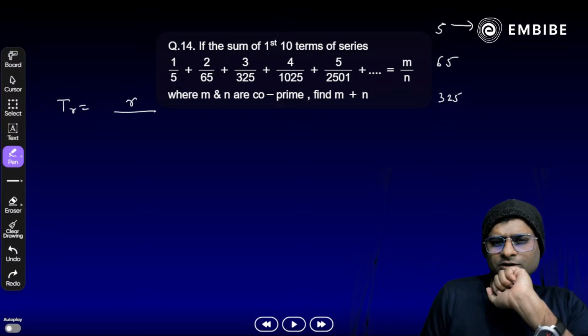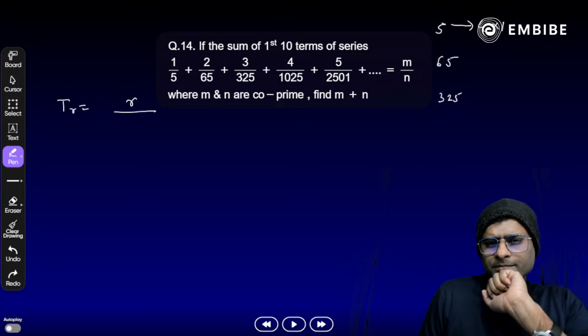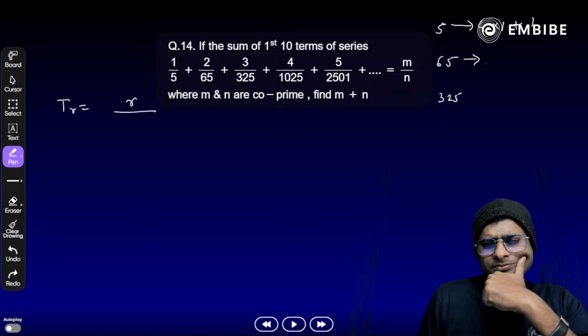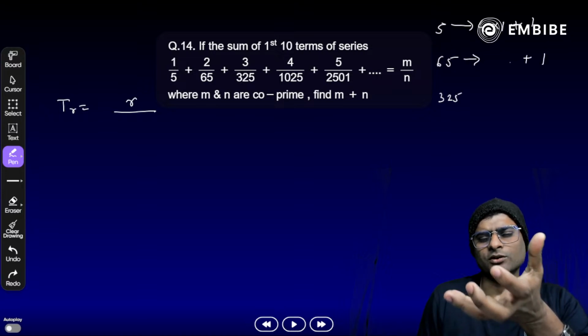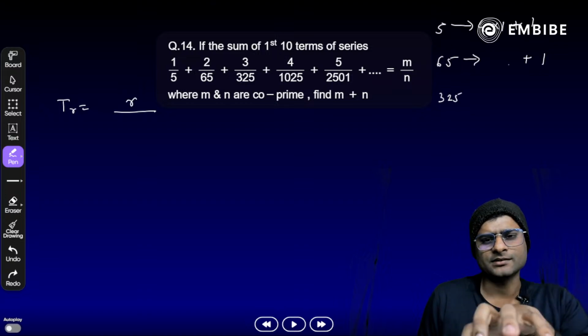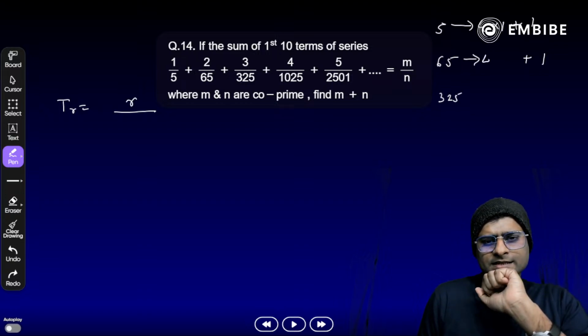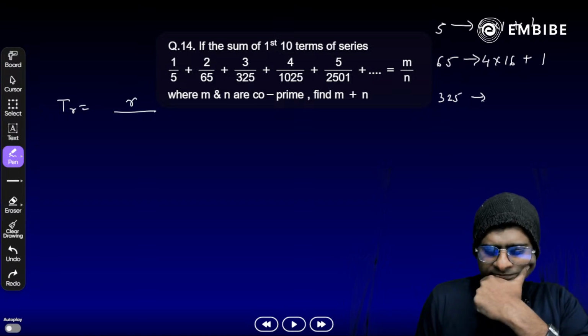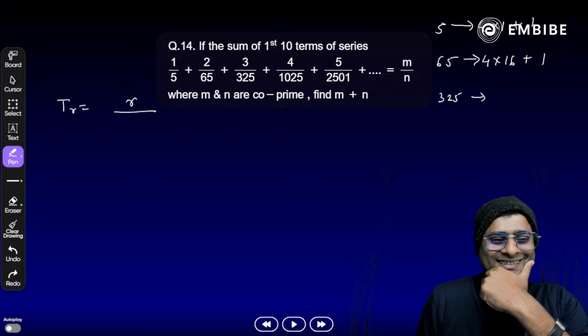5 can be written like what? 4 into 1 plus 1 like that. And 65 को भी आप कुछ इस तरह से ब्रेक कर सकते हैं. Like if we subtract 1 we will get what? 64. 65 में 64 बचता है. So 4 times 16. Correct? 4 times 16 plus 1. Yes. What will the next one? 4 r power 4 plus 1. Yes, Arya, that is correct here.